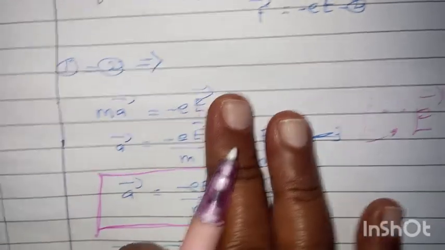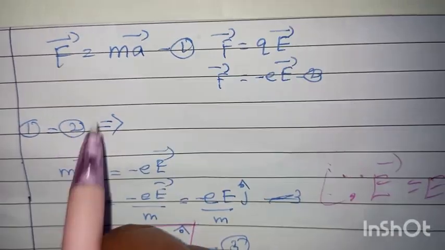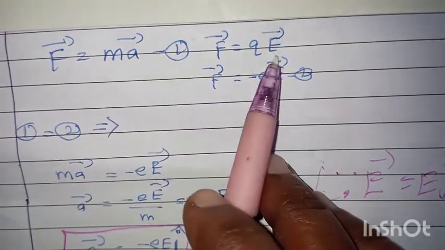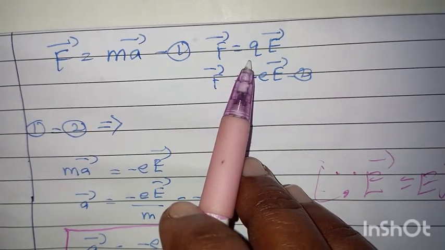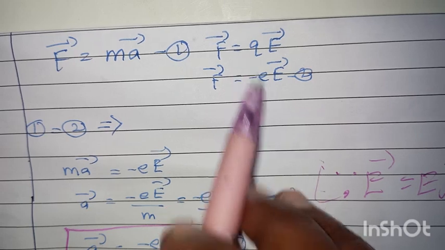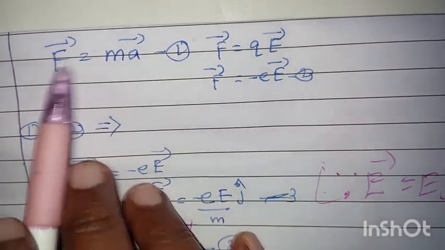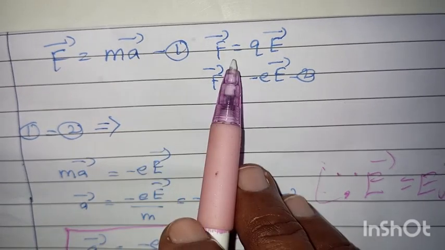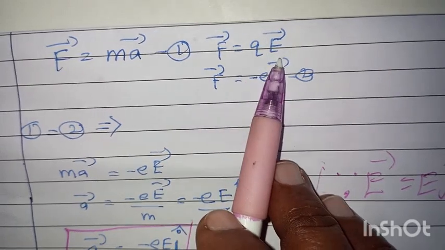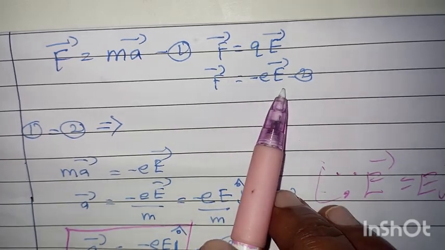So for that we are considering our familiar expressions. F is equal to ma and F is equal to qE, where q is the charge of the charged particle. Here the charged particle is an electron, so its charge is minus e. So F vector is equal to m into a vector is one of the expressions we know already. And F is equal to qE is another equation. So that is modified into minus e into E for the electron.